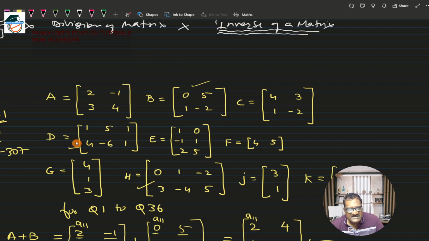Now can you see, the order of this D matrix is 2 by 3, 2 rows and 3 columns, so 2 by 3, and the order of this H matrix is also 2 by 3, 2 rows and 3 columns. So because the rows and columns are same, or in short the order of the two matrices is same, addition is possible. So D plus H can be found out.